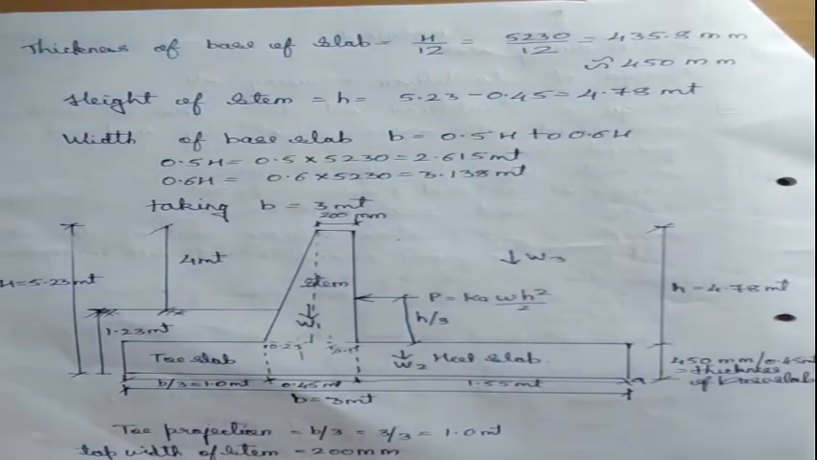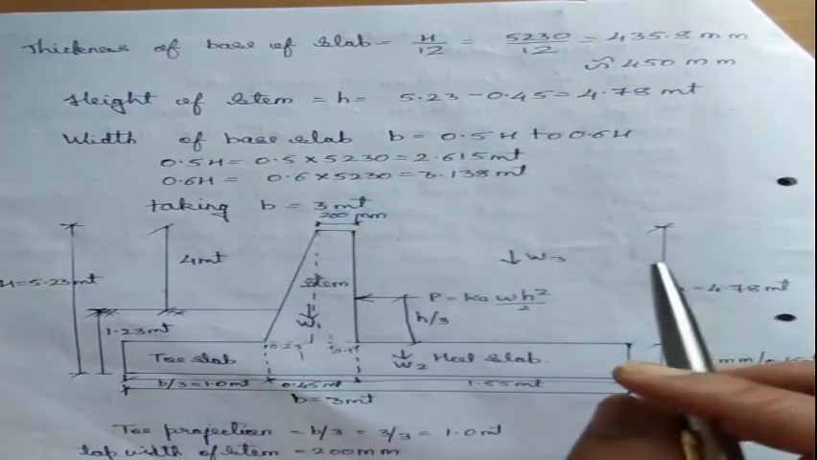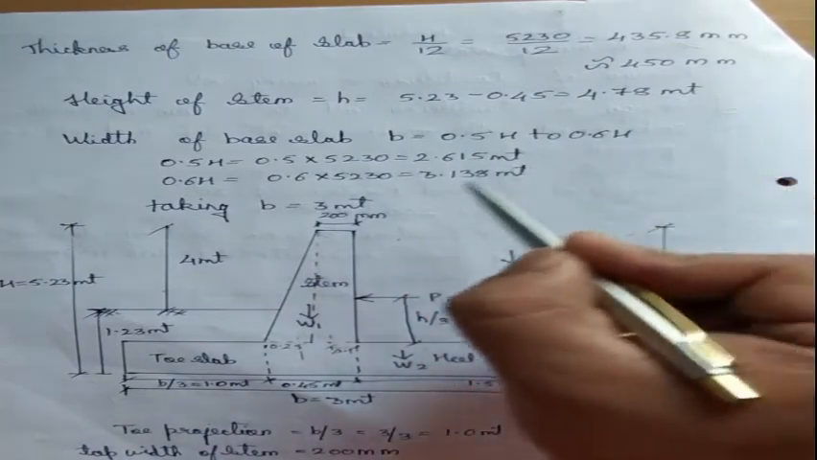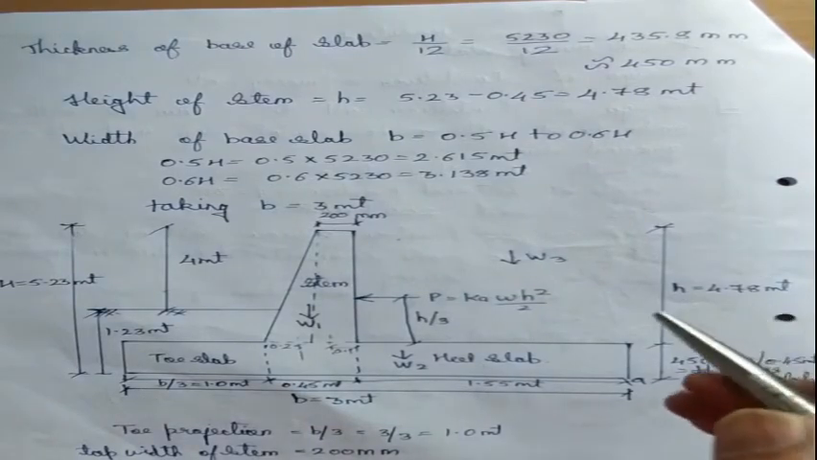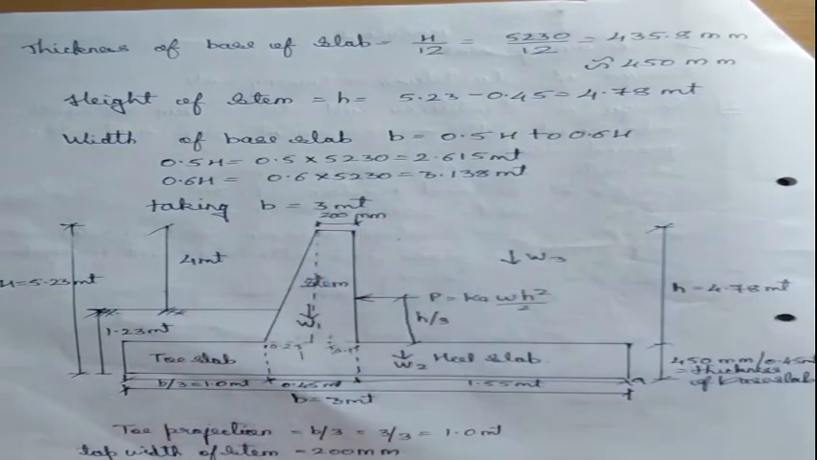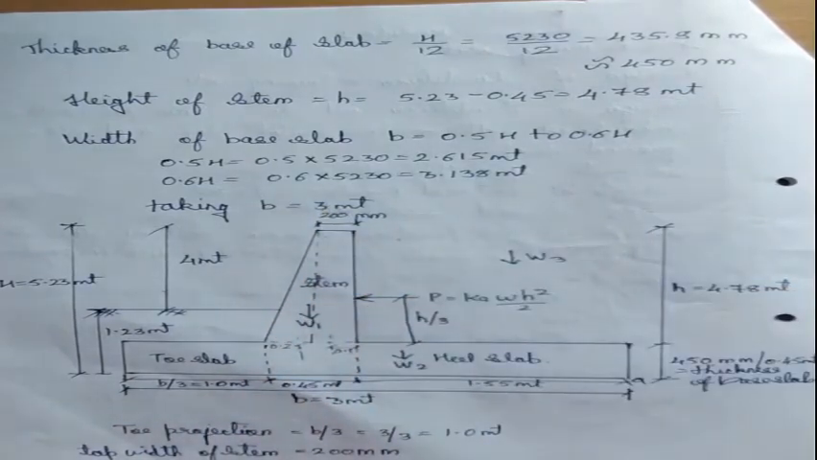Now, this is the range, you can take any value in between. You can take 0.5, you can also take 0.6. I have just, for an example, worked out both, so that I can get a proper value. So, I got the range, 0.5 h being 2.615 and 0.6 h being 3.138 meter. What I will be doing is providing a round figure, that is, a width of 3 meter. Now, this is an assumption; after designing we will come to know whether it is sufficient or not. So, I am taking the width of the base slab as 3 meters, which falls in between 0.5 h and 0.6 h. So, B is equal to 3 meter.